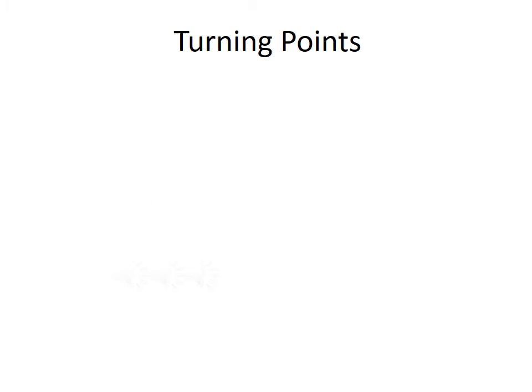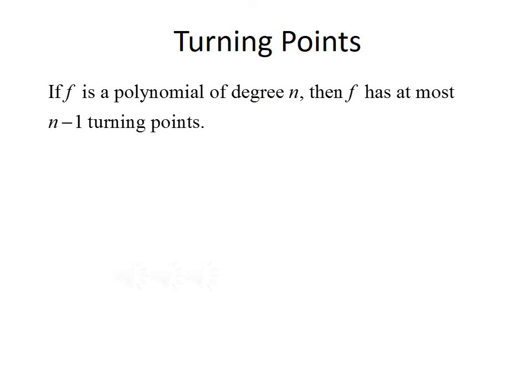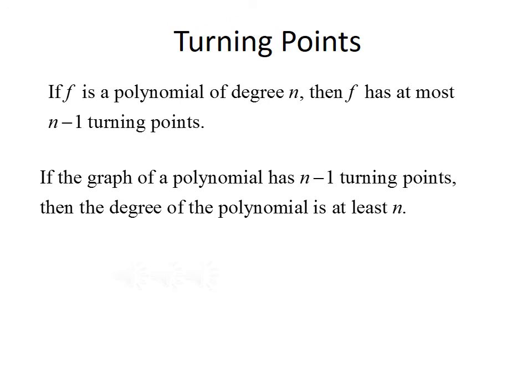Next, we'll talk about turning points for the graph. So if f is a polynomial of degree n, then f has at most n minus 1 turning points. And conversely, if the graph of a polynomial has n minus 1 turning points, then the degree of the polynomial is at least n.